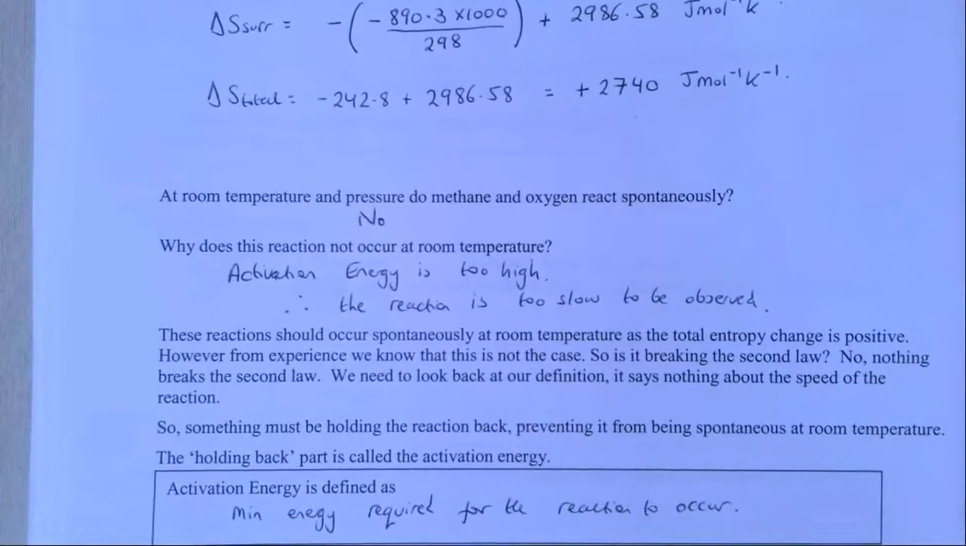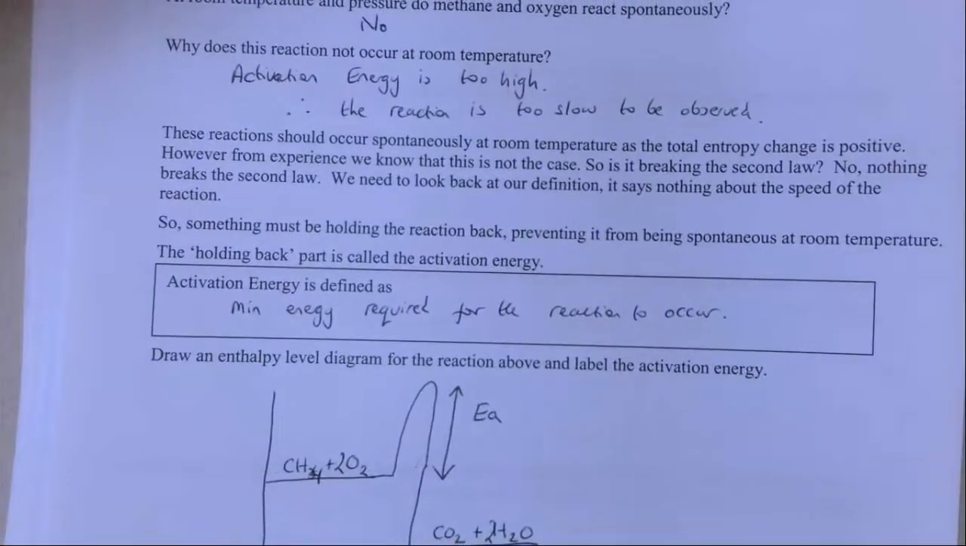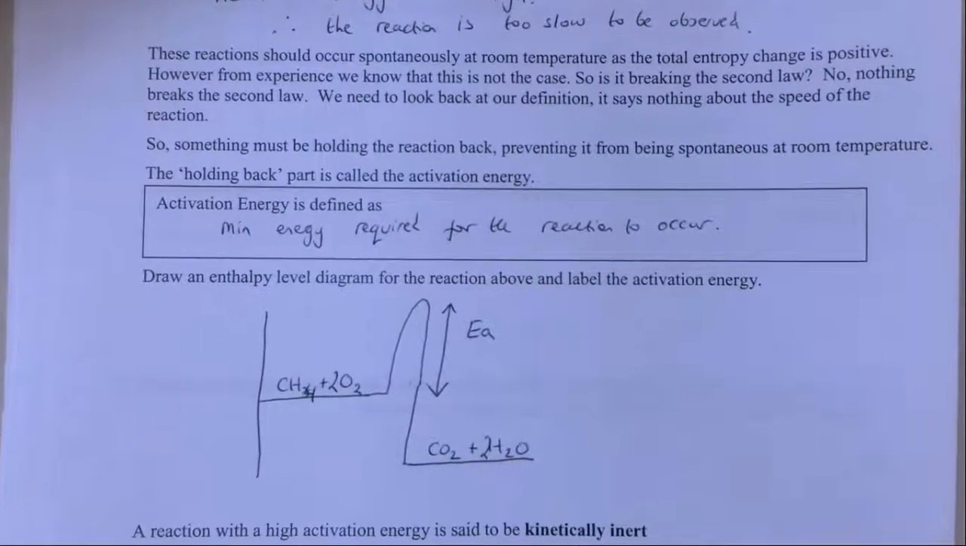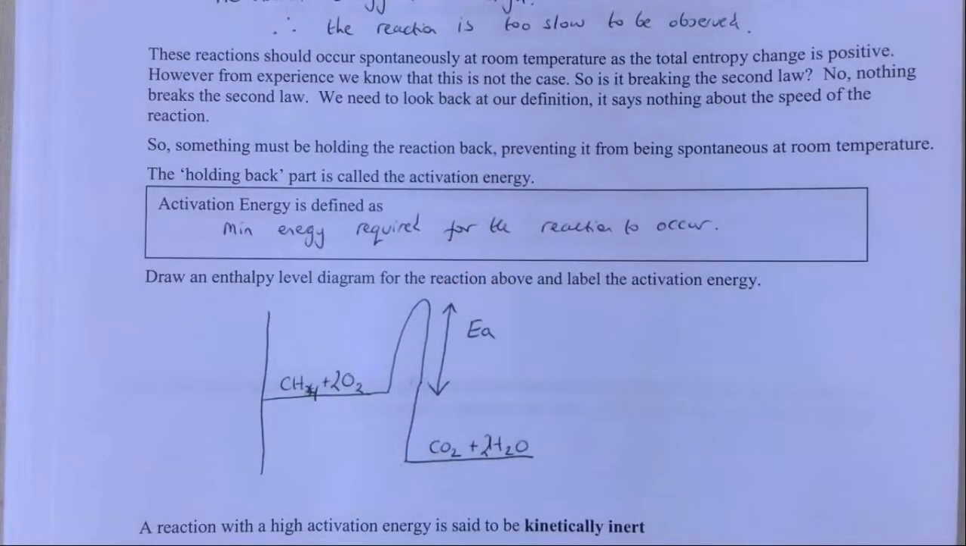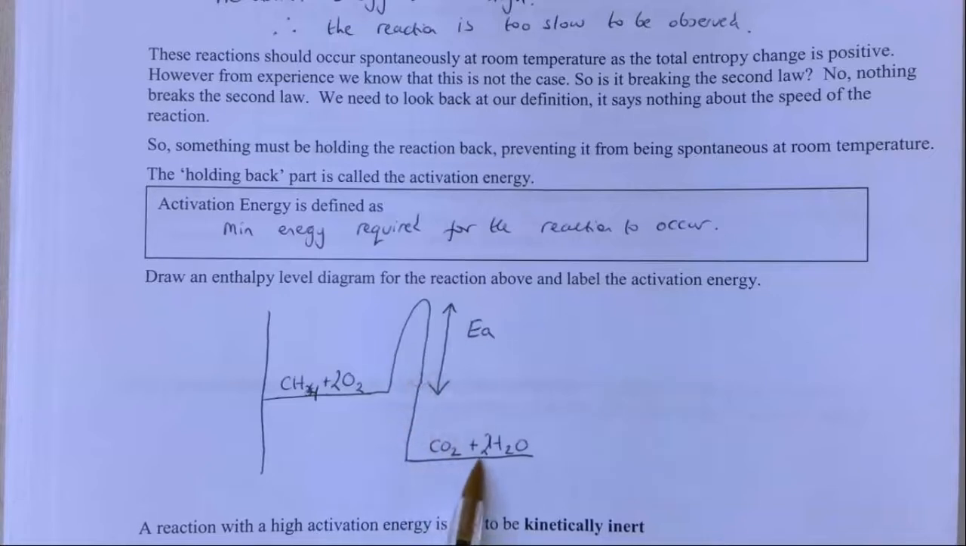So my activation energy, which I'm defining at the bottom of this page, is the energy required for that reaction to occur. And we've got there a little enthalpy level diagram. So there's my methane and my oxygen reacting to form carbon dioxide and water. And I've got a very large activation energy, so very few particles have enough energy to overcome it. Most of them just fall back this side. But if I was to light a match, I would give enough of them enough energy to overcome that activation energy, and I would get this reaction occurring.